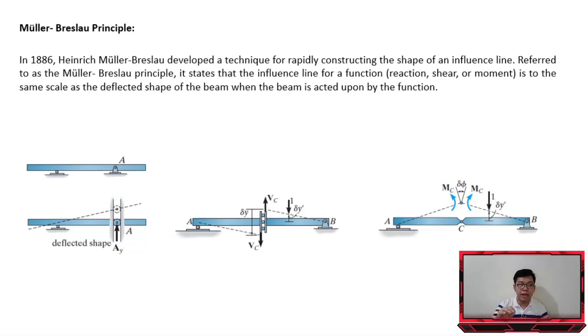He said that the influence diagram for shear, moment, or reaction is just similar to the deflected shape. It states that the influence line for a function, reaction, shear, or moment is to the same scale as the deflected shape of the beam when the beam is acted upon by the function. For example, for reaction, we apply a reaction there on the beam; for shear, we apply shear at that point; for moment, we apply moment there. Now, let's solve the previous problems using this method.